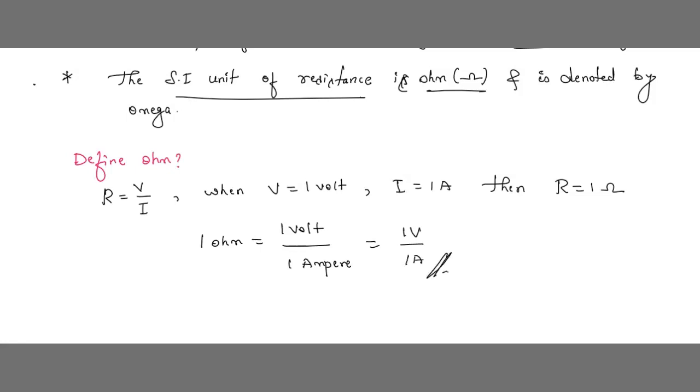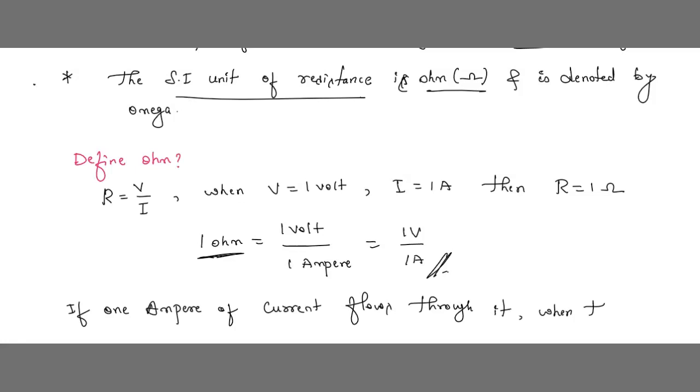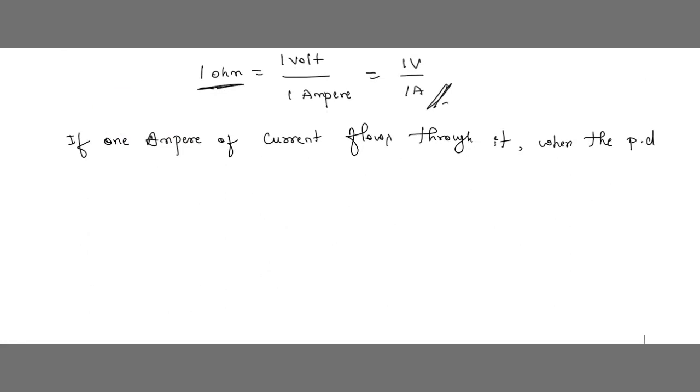1 V by 1 A. So how can you define this? The resistance of a conductor is said to be 1 ohm if 1 ampere of current flows through it when the potential difference across the ends is 1 volt. So this is the definition of 1 ohm.